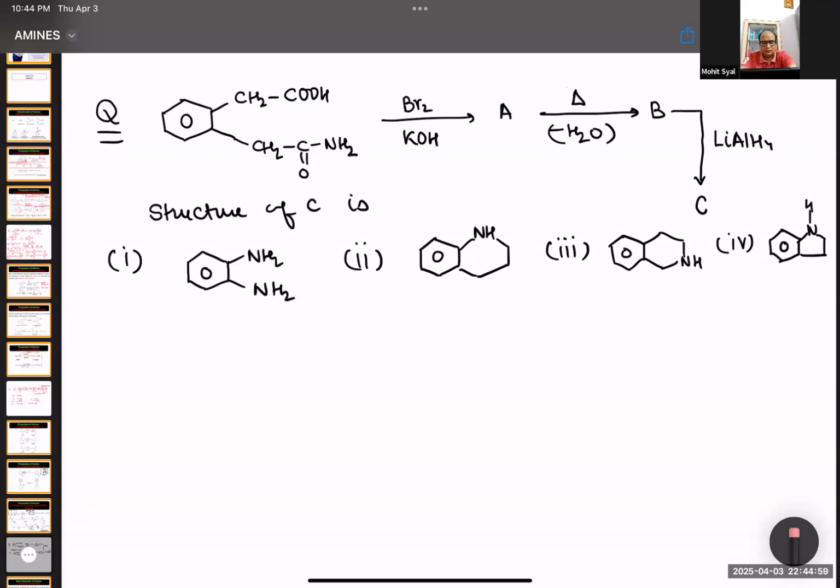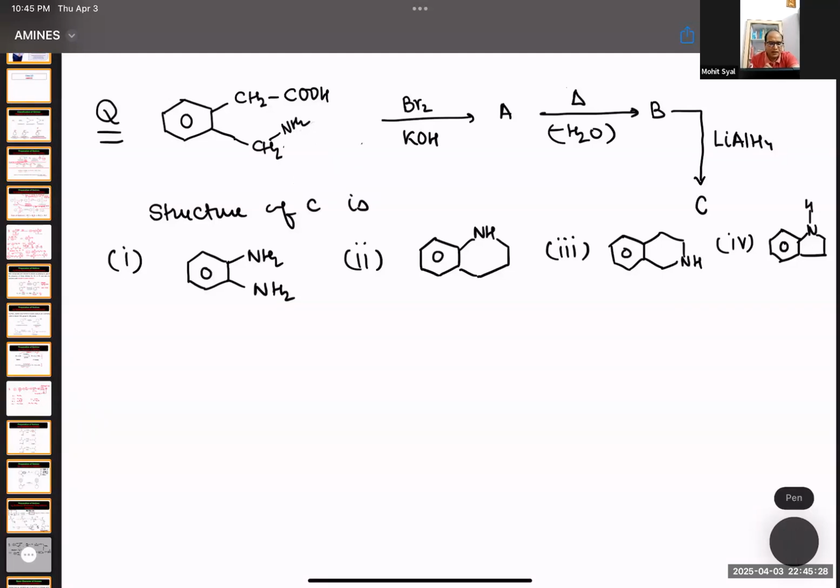Any idea? Meera and Upasna, tell me quickly. So this is Hoffman degradation. Look, very simple. This became NH2. So the carbon got removed and you end up with NH2. So this is option A.